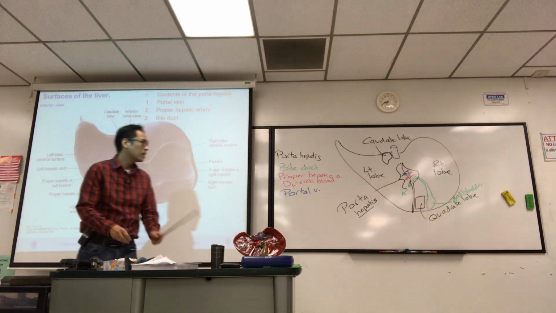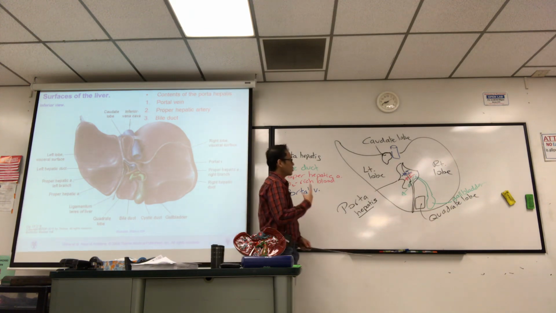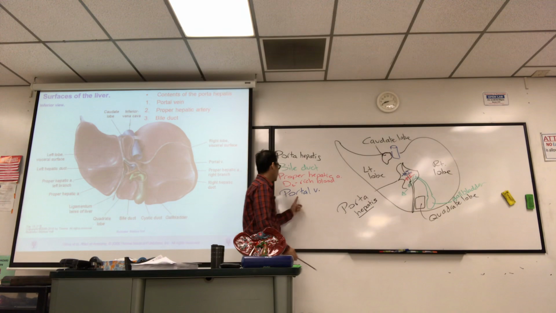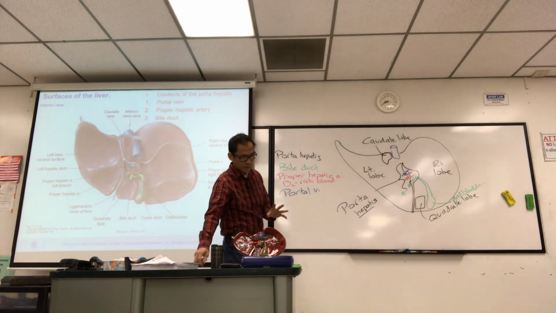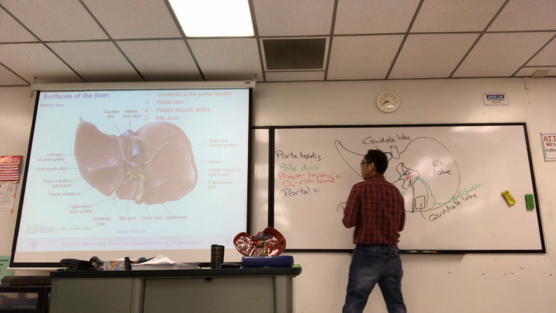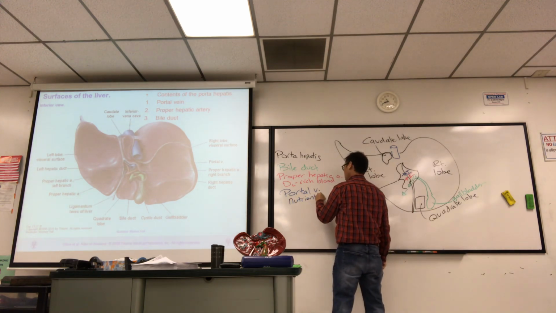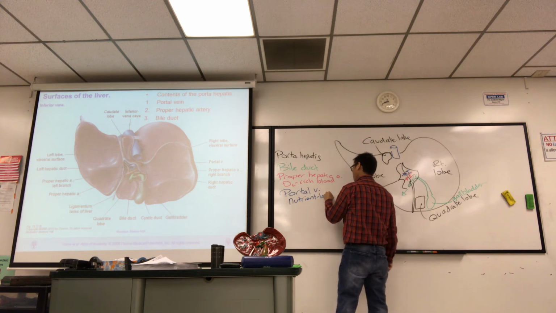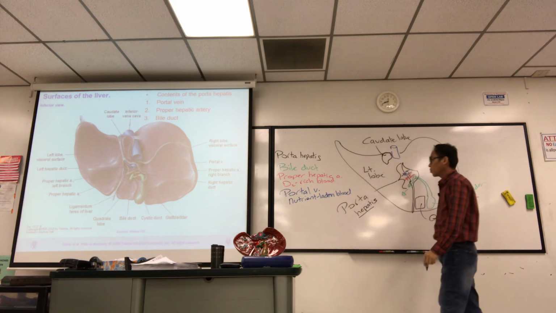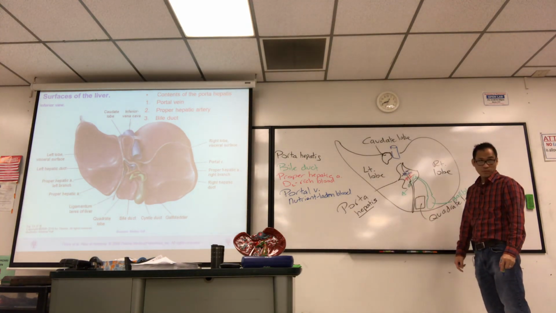Very important. This is very unusual. It's like the liver has a dual blood supply. The portal vein has not oxygen-rich blood, but nutrient-laden blood. And the proper hepatic artery has the oxygen-rich blood. Both are delivering blood to the liver.